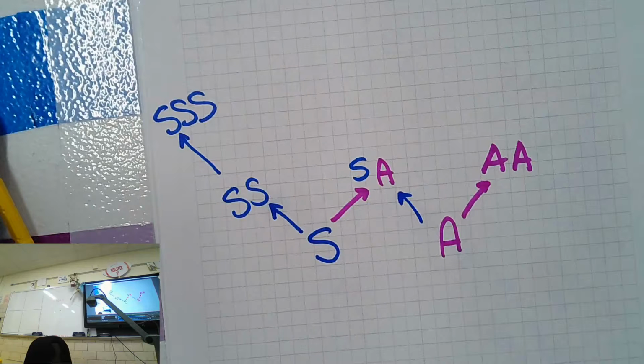So whenever we move to the right, we're adding an A. Whenever we move to the left, we're adding an S. So if we move to the right here, we're adding an S. Okay. So we move to the right one here. Be careful with your chart.